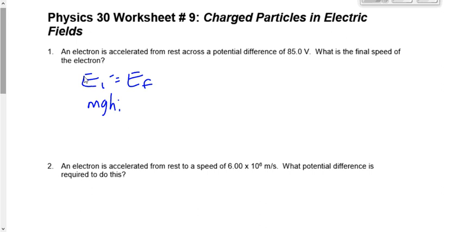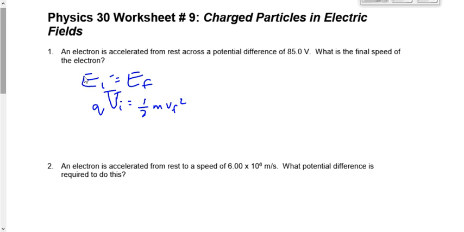We're just going to say mgh equals, what kind does it have at the bottom of the hill? Kinetic because it's moving, right? Does it have potential at the bottom of the hill? No, because there's no height now. Now, we're going to replace mgh with qv because it's not gravitational potential energy that it has, it's electric potential. But we're just picturing it as gravity because it's easier to picture.